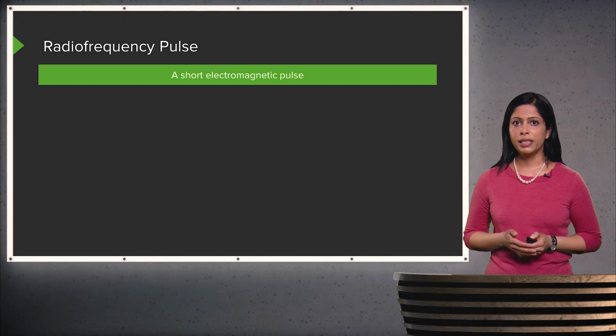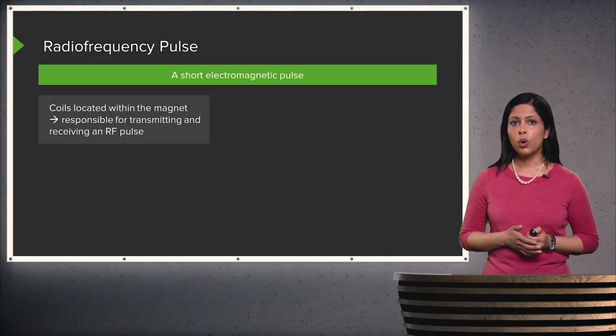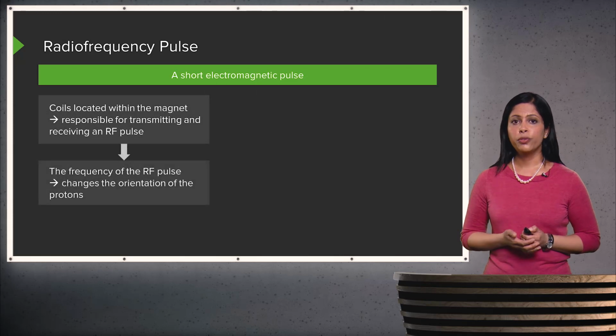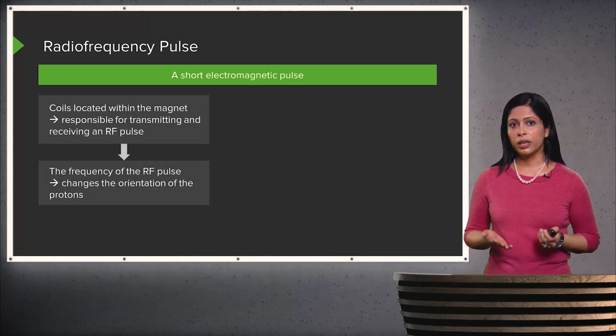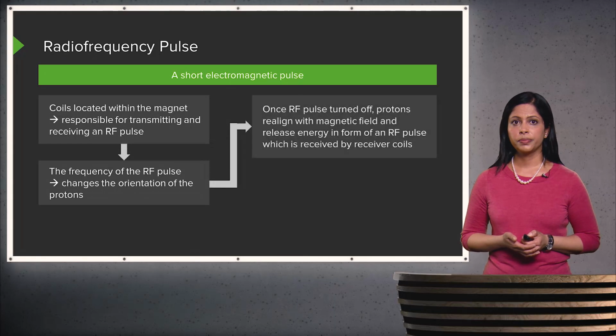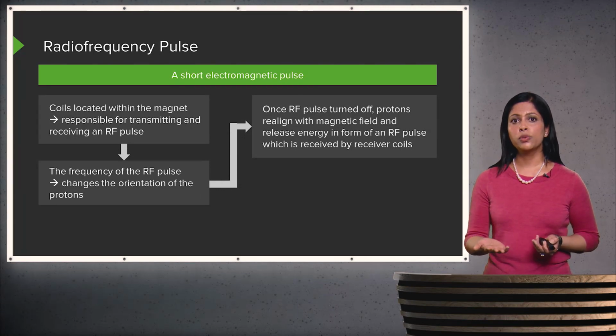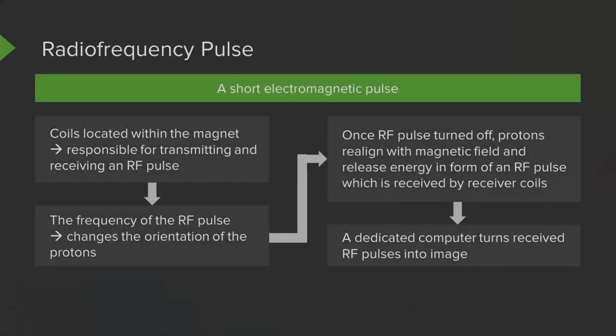A short electromagnetic pulse is then transmitted, and this pulse is called a radiofrequency pulse. Coils that are located within the magnet are responsible for both transmitting and receiving an RF pulse. And the frequency of that pulse changes the orientation of the protons. Once the pulse is turned off, the protons then realign with the magnetic field and release energy in the form of a radiofrequency pulse, which is received by receiver coils. A dedicated computer then turns these pulses into an image that the radiologist can then view.